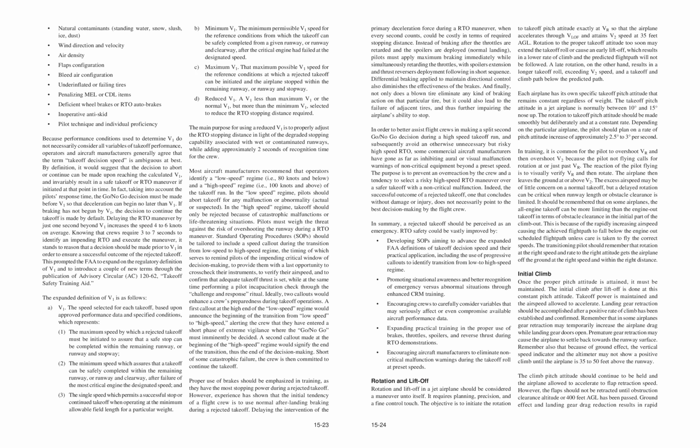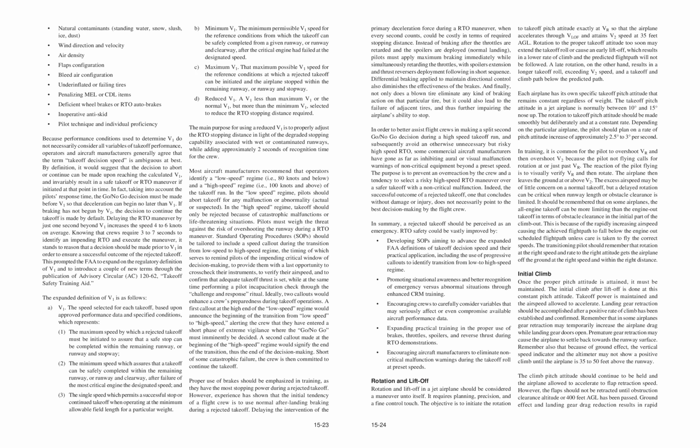Instead of braking after the throttles are retarded and the spoilers are deployed, as in a normal landing, pilots must apply maximum braking immediately while simultaneously retarding the throttles, with spoiler extension and thrust reverser deployment following in short sequence. Differential braking applied to maintain directional control also diminishes the effectiveness of the brakes. And finally, not only does a blown tire eliminate any braking action on that particular tire, but it could also lead to the failure of adjacent tires, thus further impairing the airplane's ability to stop.